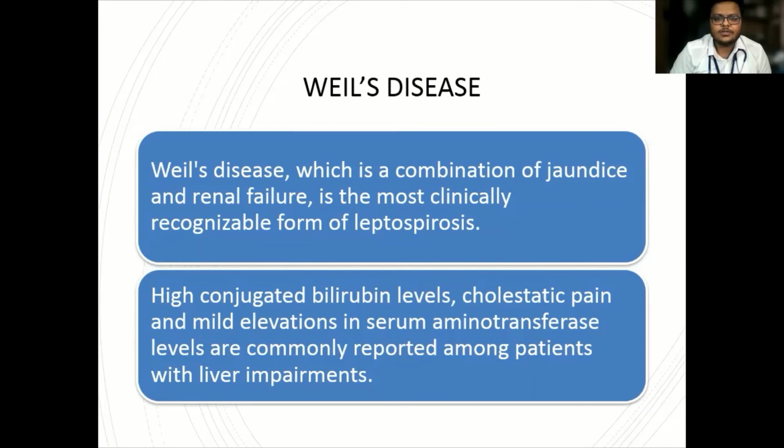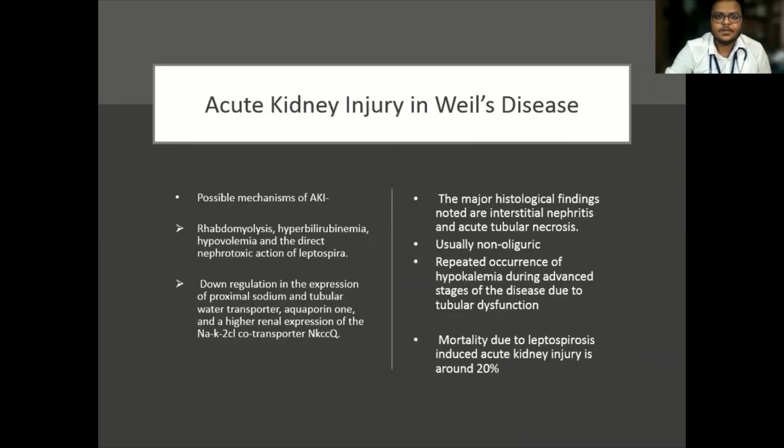High conjugated bilirubin levels, cholestatic pain, and mild elevations in aminotransferase levels are commonly reported among these patients. Acute kidney injury in Weil's disease is common and is typically non-oliguric. It is characterized by repeated occurrence of hypokalemia due to underlying tubular dysfunction and is associated with mortality as high as 20%. The major histology findings include interstitial nephritis and acute tubular necrosis, and several mechanisms have been implicated in the development of AKI.